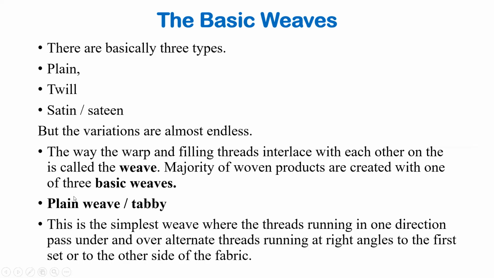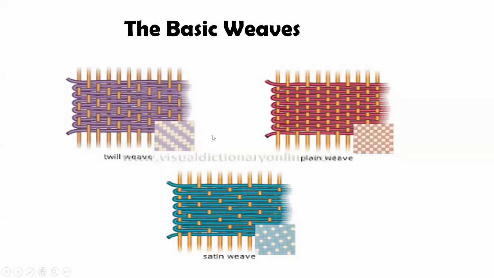So let's take the plain weave. What is the plain weave and what is the structure like? This is the simplest of all the weaves, where the threads running in one direction pass under and over alternate threads running at right angles to the right side or other side of the fabric. So we have the plain weave, the twill weave, then the satin weave.